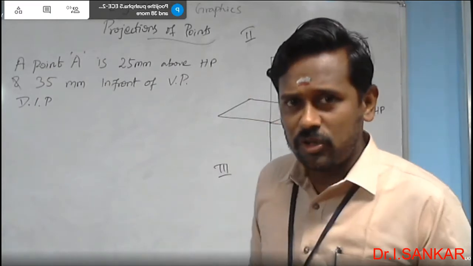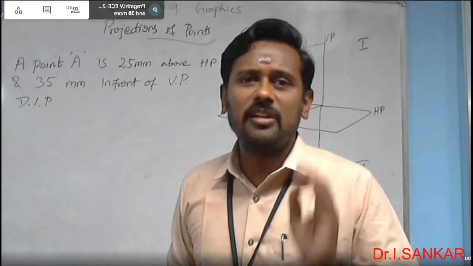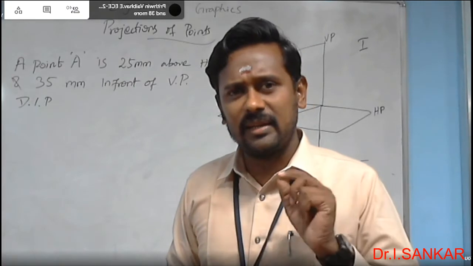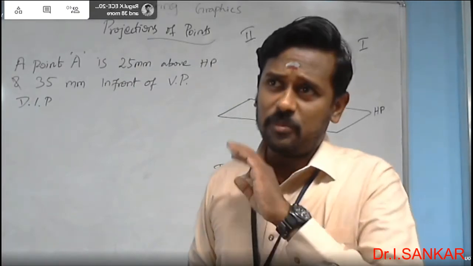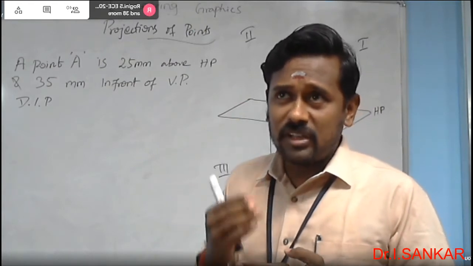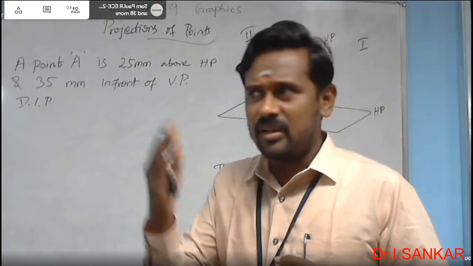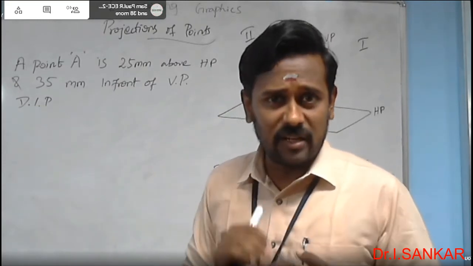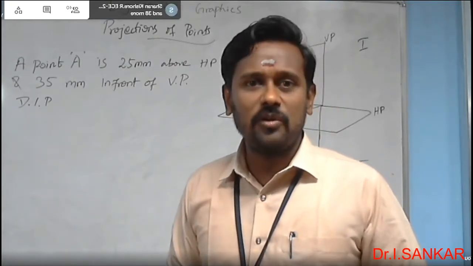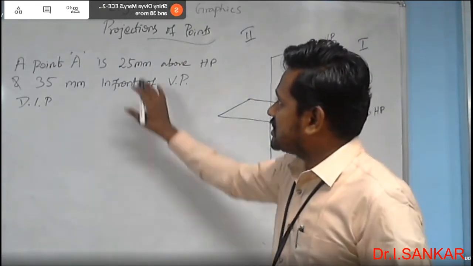See, just I have told you, the location of the point is given with respect to the horizontal plane and the vertical plane. Two data are very important if you want to say the detail of a point with respect to a principal plane. The first data is whether the point is above or below HP, or in front of or behind VP. Then if it is above, how much above? If it is below, how much below? If it is in front, how much in front? Okay, so in that way I have just given a problem.